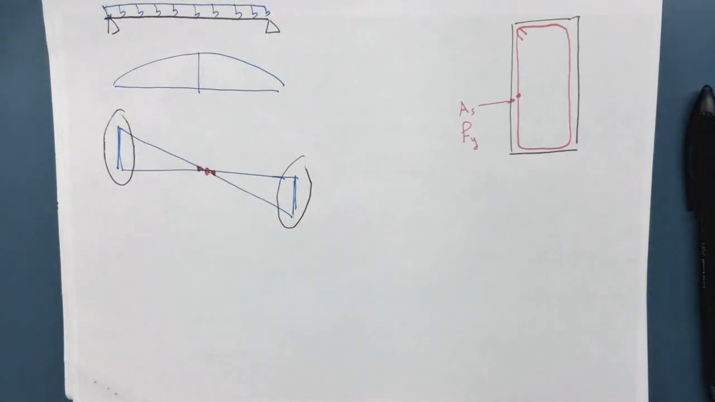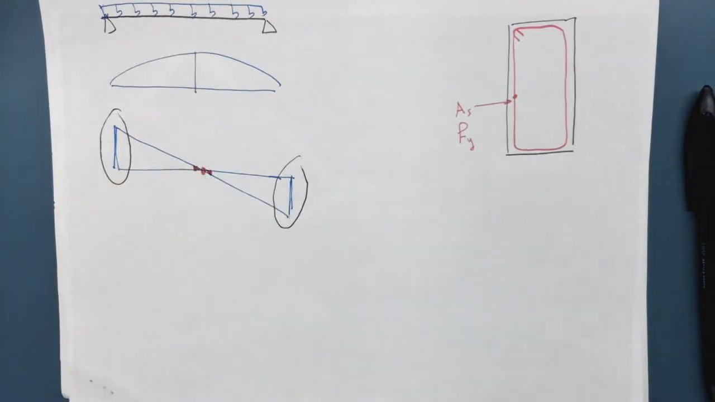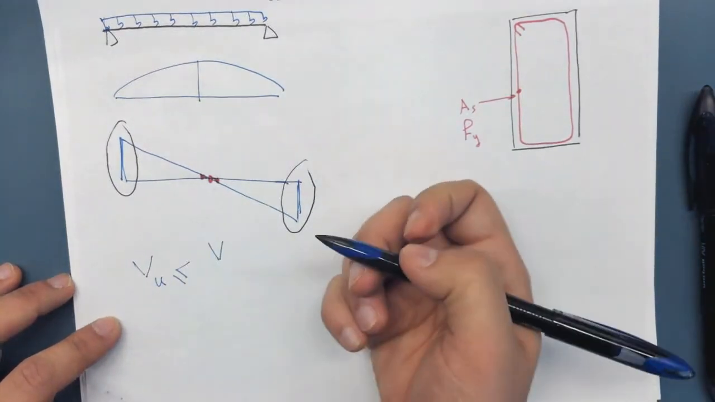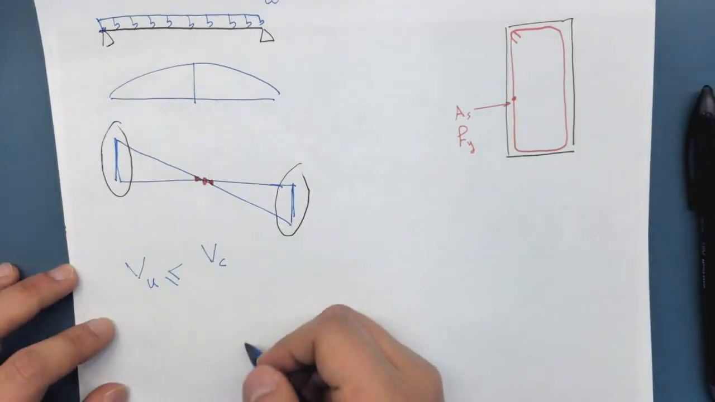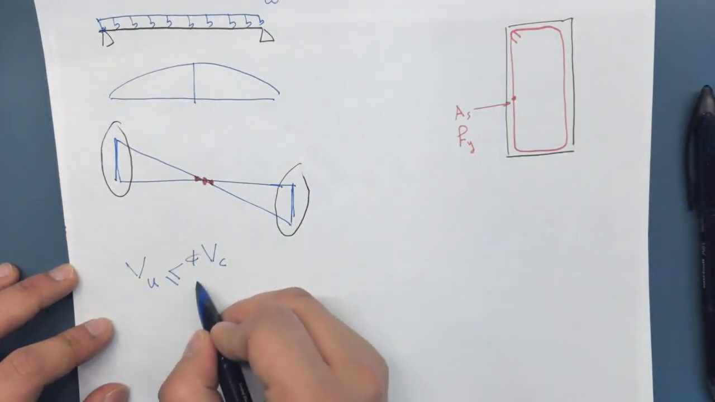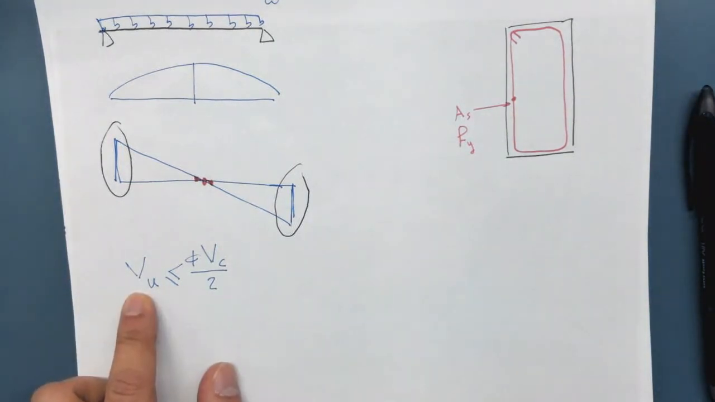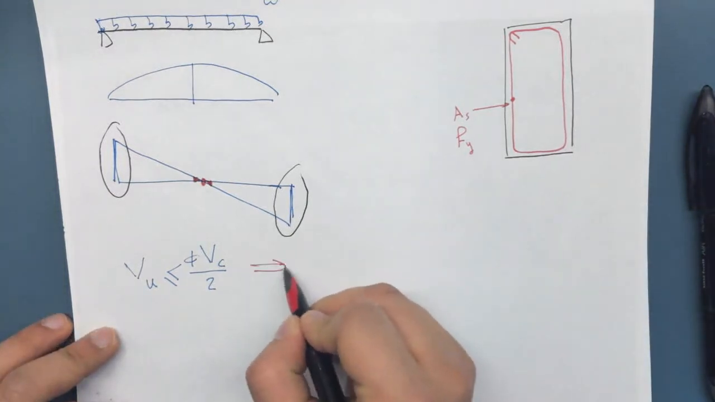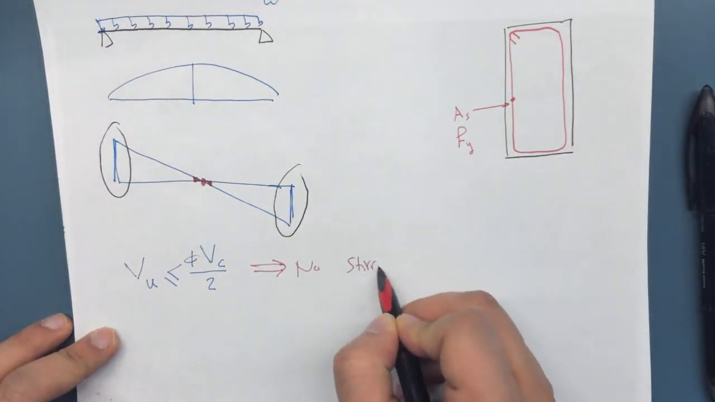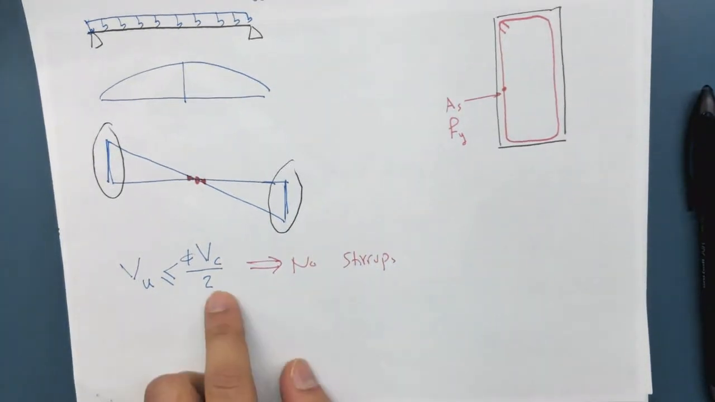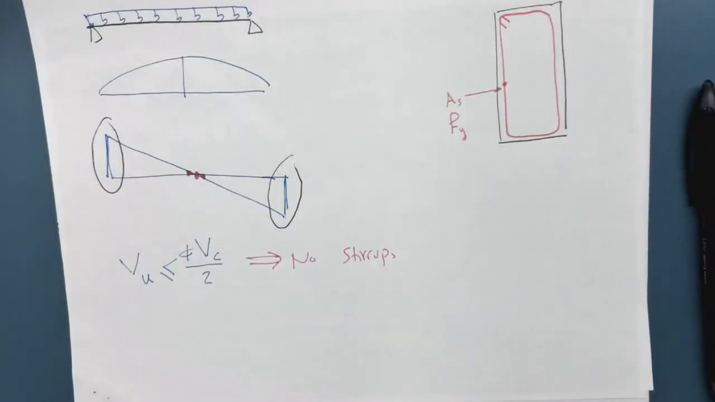So the code tells you that if you look at the value of the shear at a certain section, and this value of the shear is less than or equal to the capacity of the concrete in shear, which we give the letter VC, multiplied by phi, divided by 2. So half of the shear capacity, you don't need stirrups. So no stirrups here. If your ultimate demand is less than half what the concrete can carry by itself, do not even think about putting shear reinforcement.